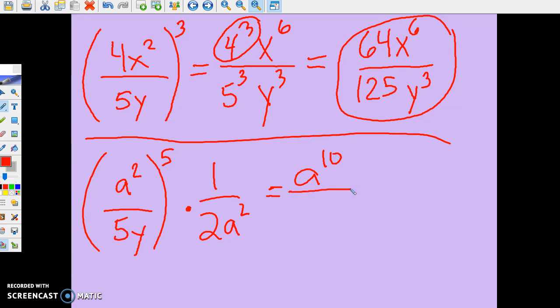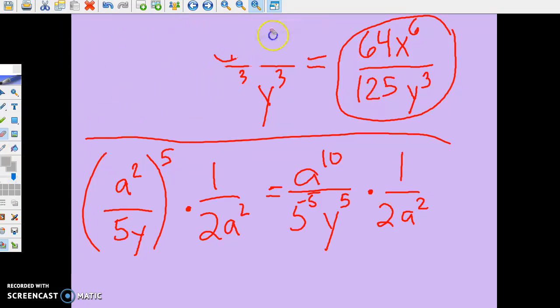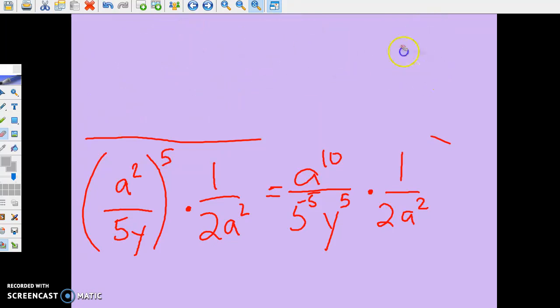Your 5 gets raised to the 5th power, so 5 to the 5th. And your y gets raised to the 5th power, so y to the 5th. Now this is all being multiplied by 1 over 2a to the 2nd. Now I'm going to erase our last problem so we have a little bit more room up here. But what I want you to notice is when you are dealing with fractions, you should know by now that to multiply fractions, I have a little song for you, or a little rhyme. It's called multiplying fractions, that's no problem, top times top and bottom times bottom.